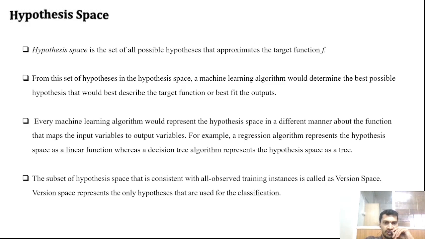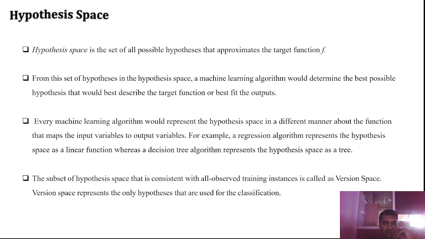For example, take the rule for classifying animals as elephant or not elephant. The hypothesis space includes all the rules, that is, has tusk, has four legs, is grey, whether yes or no. It consists of all the rules, right? The machine learning model selects the best rules, the best hypothesis, that matches most examples correctly.